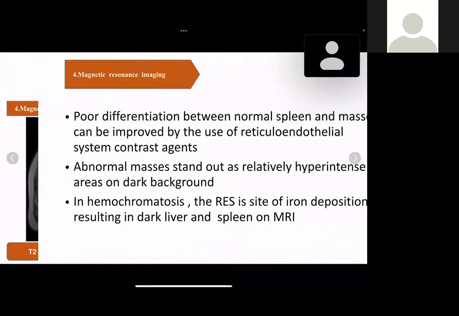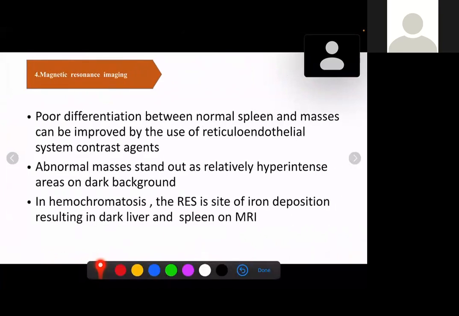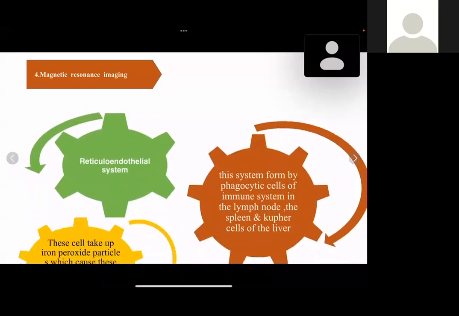Sometimes when we have a poor differentiation between the normal spleen and masses, it can be improved by the use of the reticuloendothelial system contrast agents. These contrast agents will form a dark background, so the abnormal masses will stand out as a hyperintense area on this dark background. In cases of hemochromatosis, in which there's accumulation of iron inside the body, either primary or secondary, the reticuloendothelial system is the site of this iron deposition, resulting in a dark liver and spleen on MRI.